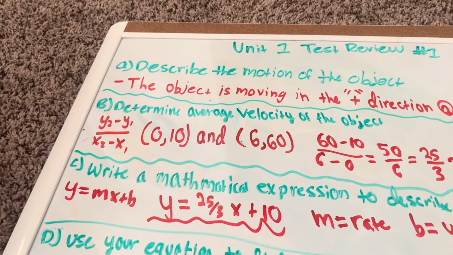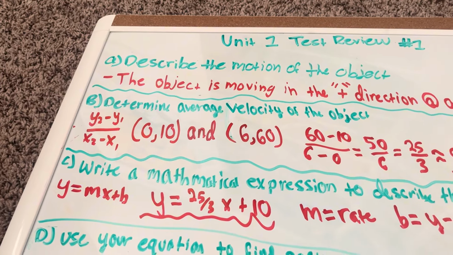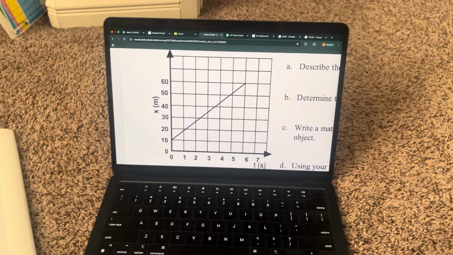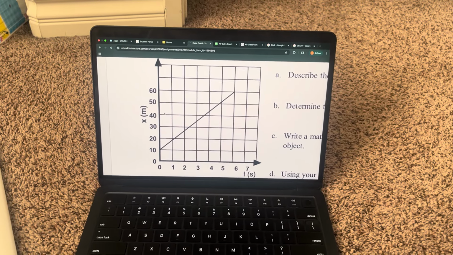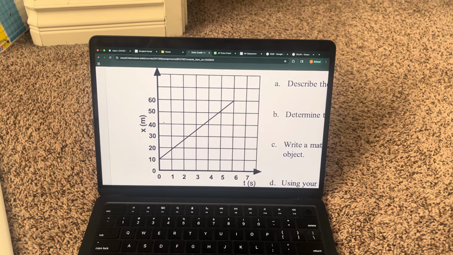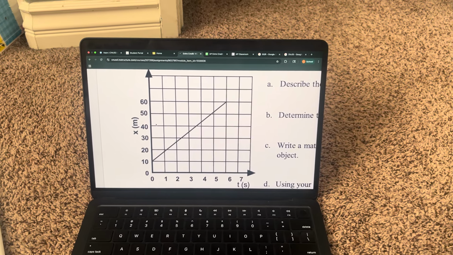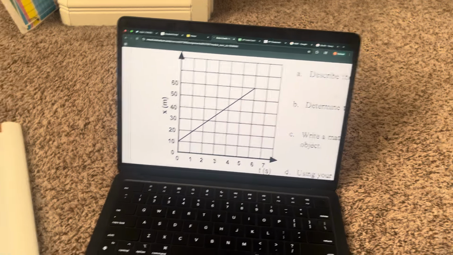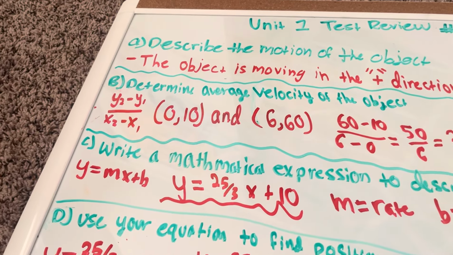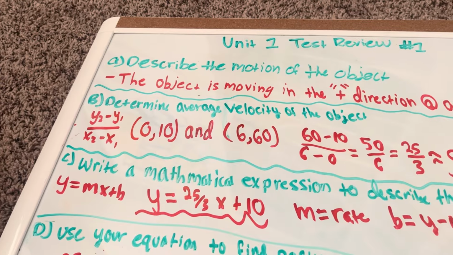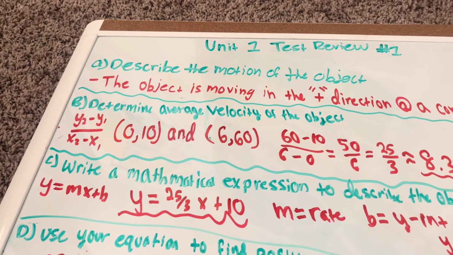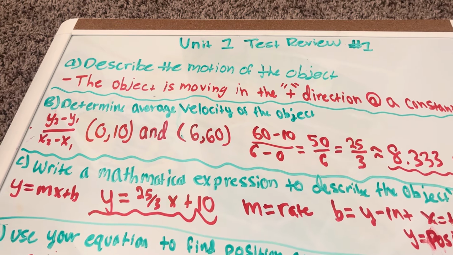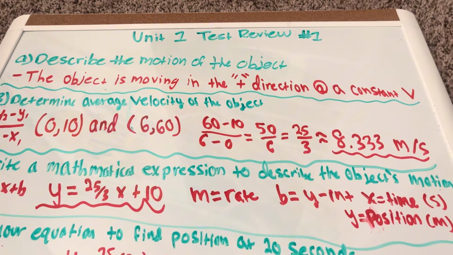And then the second question is determine average velocity of the object. So determining average velocity, that's basically asking us to find the average slope, since velocity is the slope of this position time graph. So in order to find the average rate of change, which is the velocity, we can use the equation of y2 minus y1 over x2 minus x1. That would give us the average rate of change, which is the same thing as slope. And so we need 2 points for this equation. So I picked (0, 10) and (6, 60).